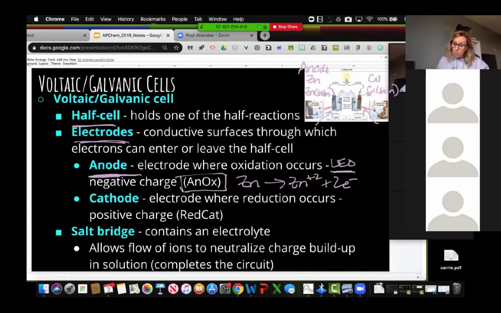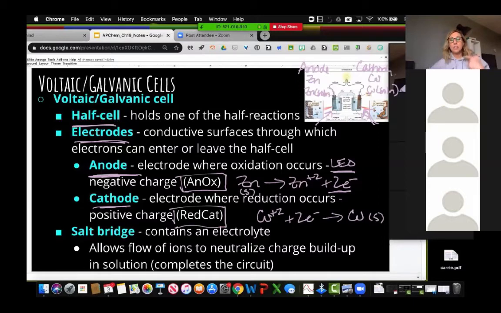Okay, so then the cathode is where you have reduction. So the cathode is over on this side. And that's where you have the copper ions in solution that are taking those electrons that zinc is giving up, and it's becoming copper metal or solid copper. Whereas up here I went from solid zinc to zinc ions. Okay, your mnemonic for that is RED CAT. So AN OX, RED CAT. AN OX, oxidation, wherever the oxidation is, that's the anode. Wherever the reduction is, that's the cathode.